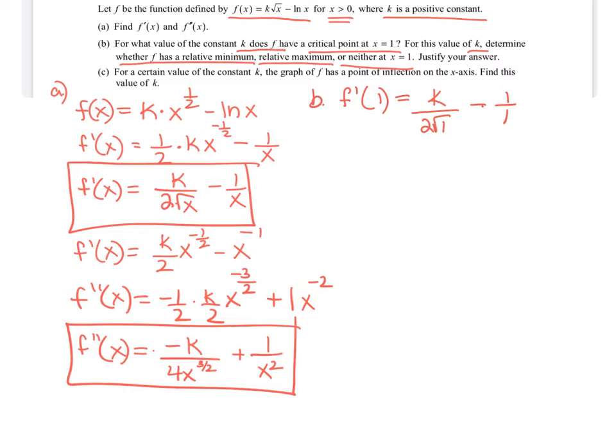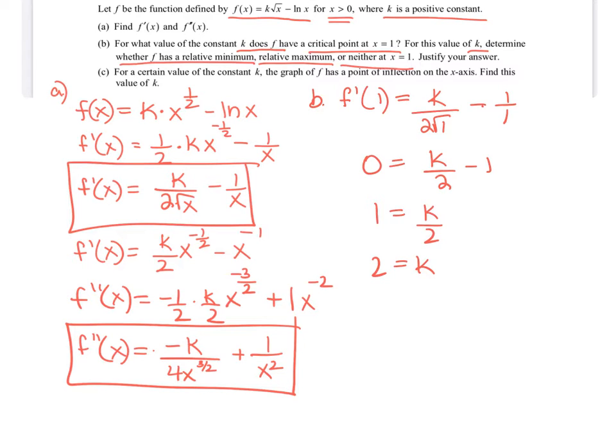And we know that critical values happen when our first derivative is set equal to 0 or undefined. So I'm going to do that here, and I get k over 2 minus 1. This will never be undefined, so I'm not even going to include it. I'm going to add 1 and cross multiply. And we have a critical value when k equals 2.